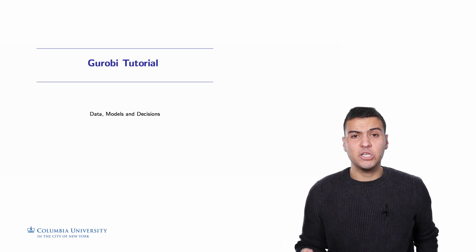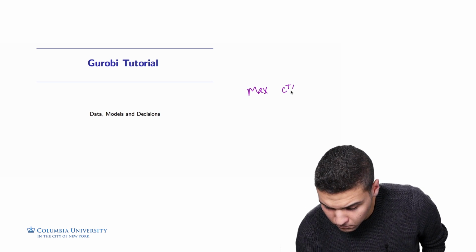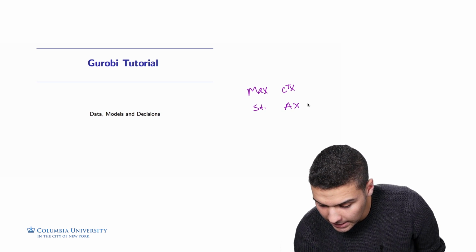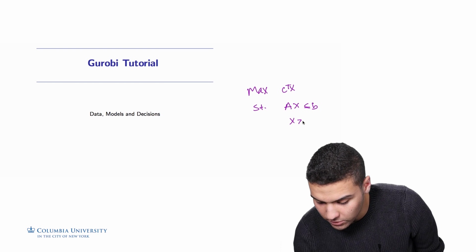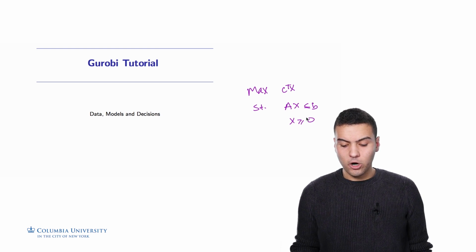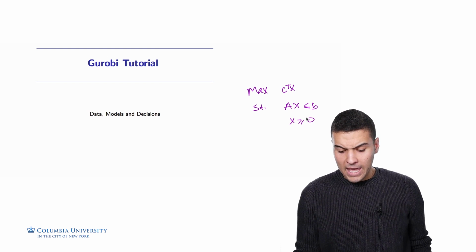If we have the optimization problem as follows: maximize C transpose X subject to AX less than or equal to B and X greater than or equal to 0. In some software like R, for example, when using R and Gurobi, you have to give Gurobi the problem in dense matrix format.